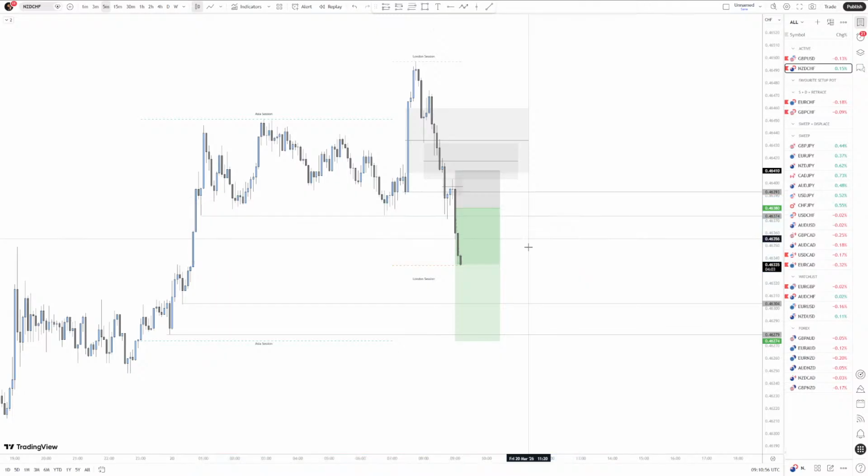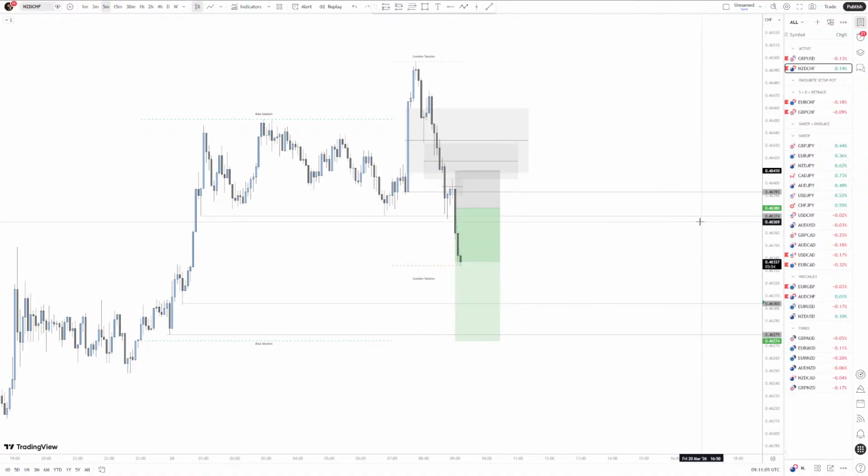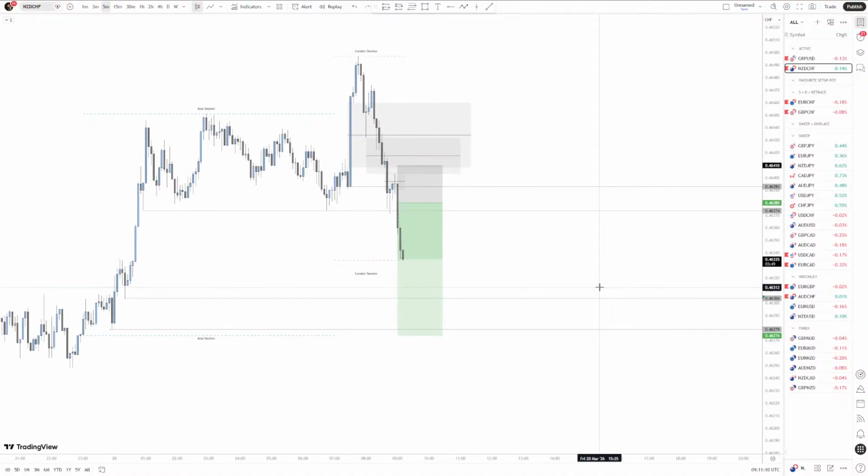NZD Swiss franc. This fair value gap is now to me of no value. I would like to know if price comes down here and to know what price does when it does get to this location. So up a little bit on our account.